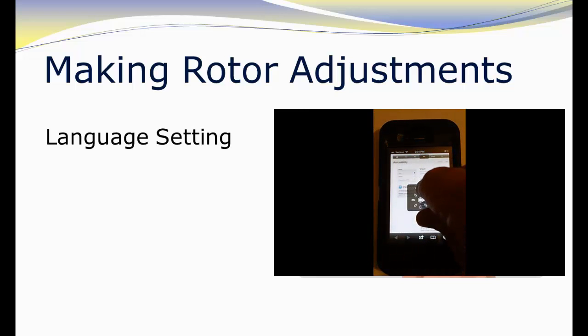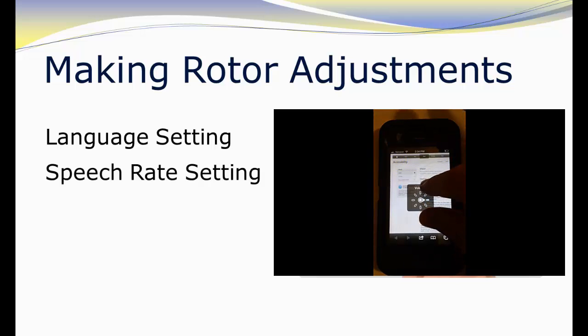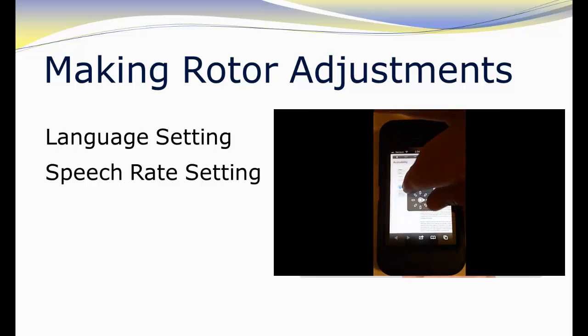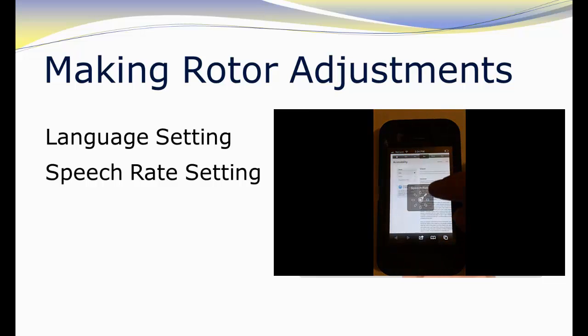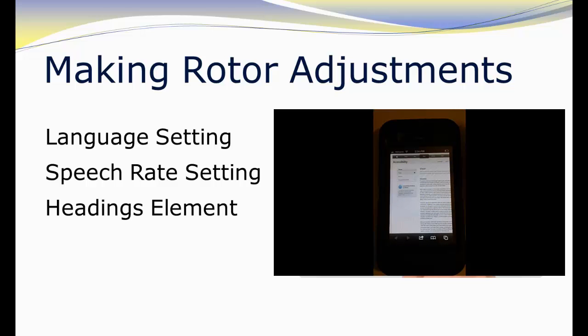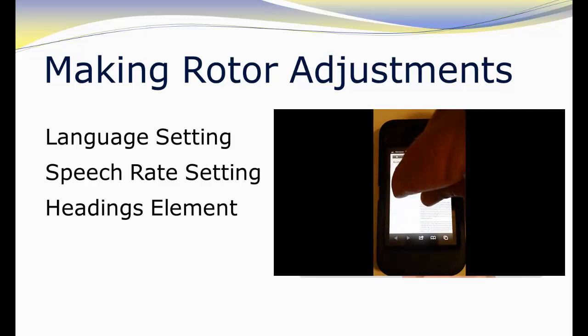VoiceOver settings like language and speech rate may be changed by first selecting them in the rotor, then using a single finger flick up or down to change the setting you just selected using the rotor. Headings. Volume. Speech rate. 35%. 40%.